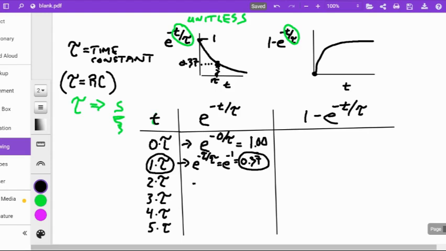You can imagine the next one would be e to the negative 2, right? And then e to the negative 3, all the way down to e to the negative 5. And go ahead on your calculator and calculate those decimals, or if you like, those percentages. Okay. You can pause the video as you do that.